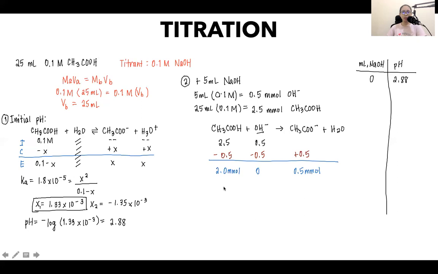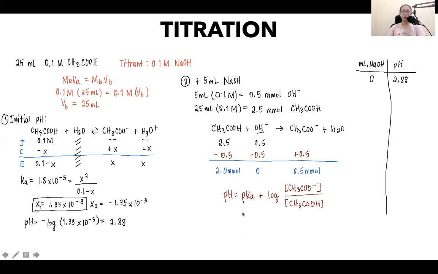What do we notice? These are the components of an acetic acid buffer, right? We have the conjugate base and the weak acid. We can actually use the Henderson-Hasselbalch equation to solve for the pH of the system, because we have the conjugate base, acetate, formed from the neutralization reaction, and we still have remaining acetic acid.